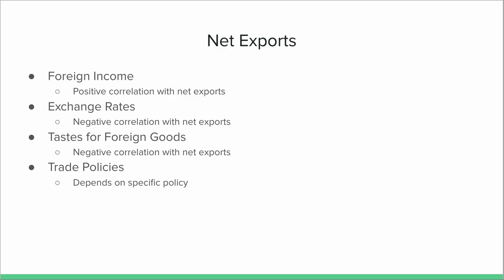Finally, we have trade policies. So trade policies' impact on net exports depends on the specific policy. So let's look at tariffs. Tariffs are taxes on imports. If the U.S. throws tariffs on China, for instance, China will likely, in response to these tariffs, throw tariffs back on the U.S. So exports to China from the U.S. will either tax China's citizens to where they don't want to buy those exports, or tax the businesses in the U.S. that sent the exports to China, dissuading the people or businesses in the U.S. from sending those goods off.